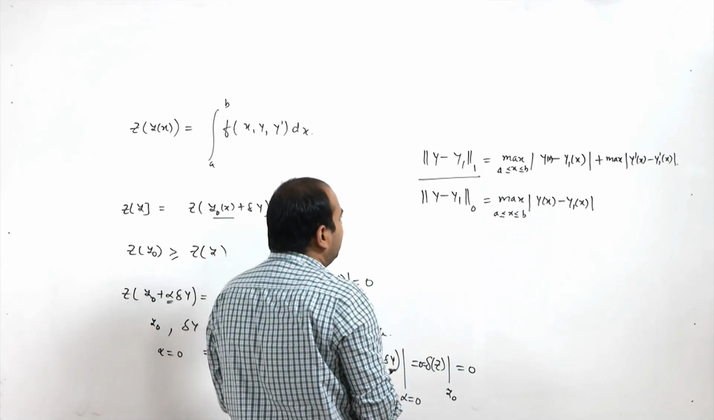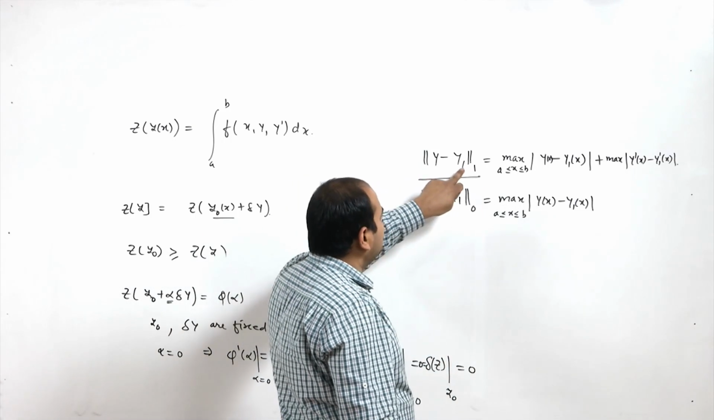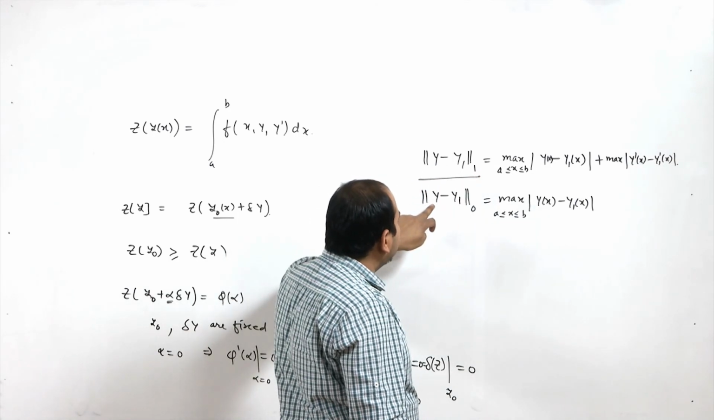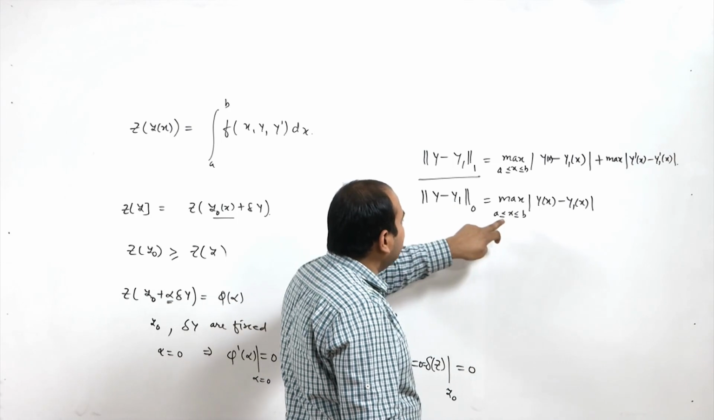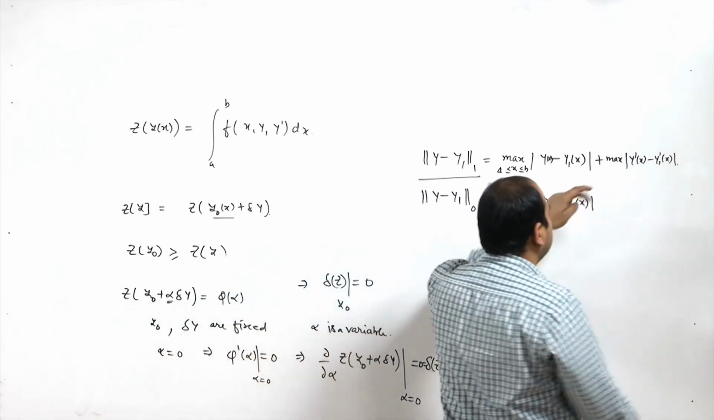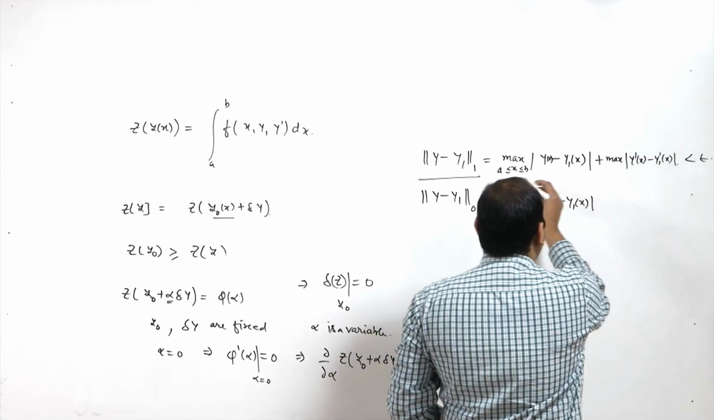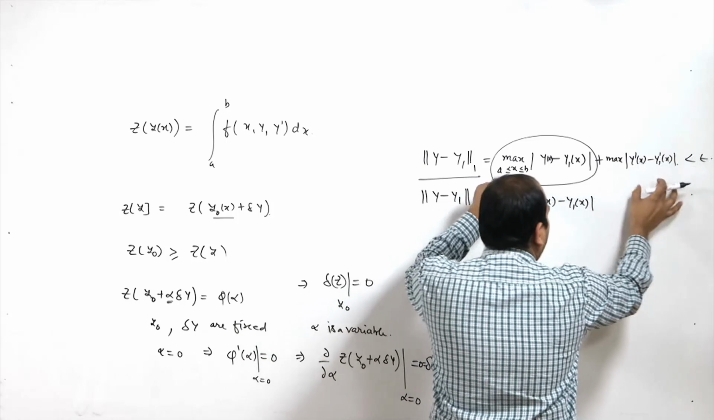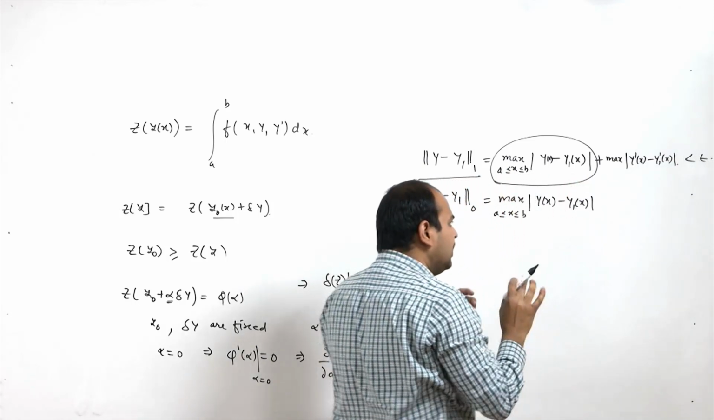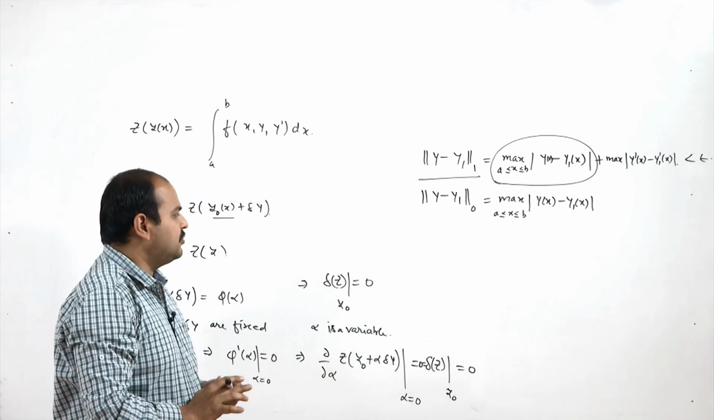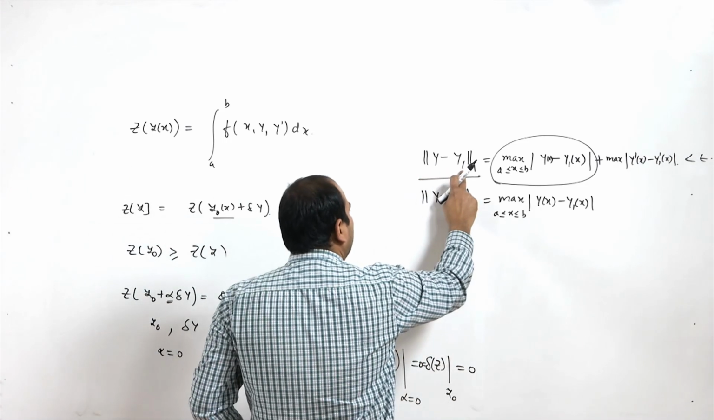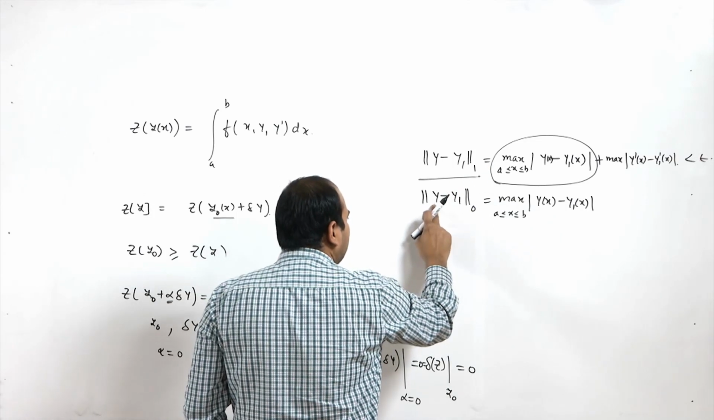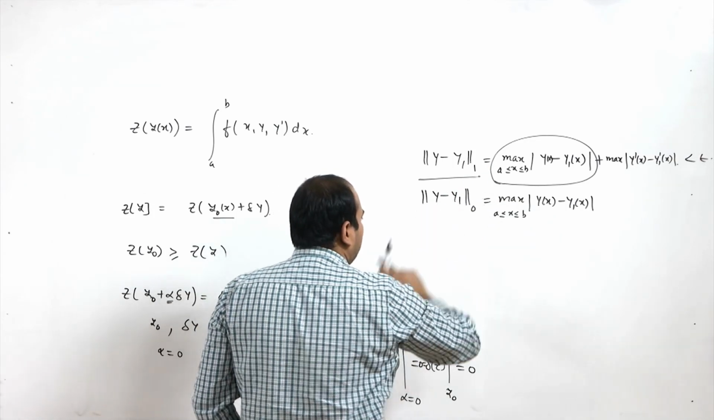If y is close to y1 in the sense of 1 norm, then it is also near to y1 in the sense of 0 norm, because if this quantity is less than epsilon, then automatically this quantity is less than epsilon. If the bigger quantity is less than epsilon, then the smaller quantity is certainly less than epsilon. So if y is close to y1 in the sense of first order proximity, it is trivial to observe that y is close to y1 in the sense of zero order proximity.